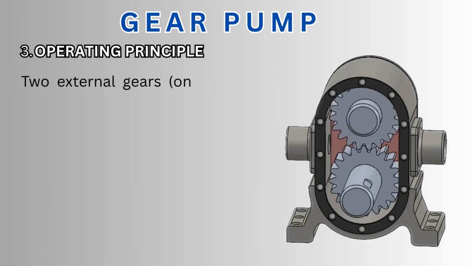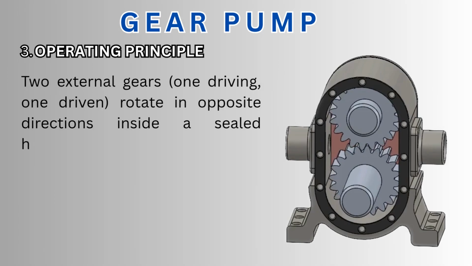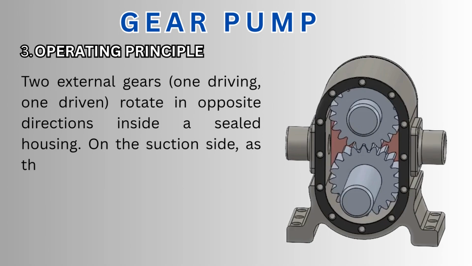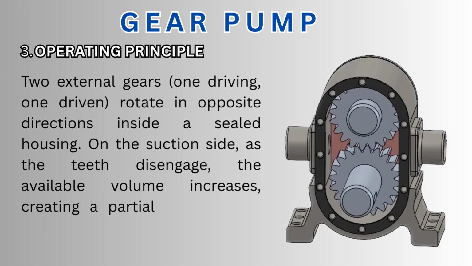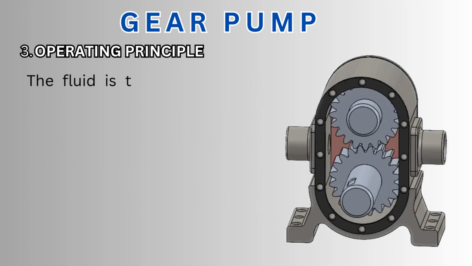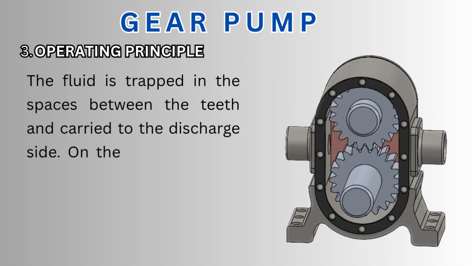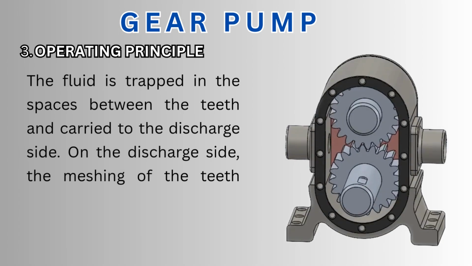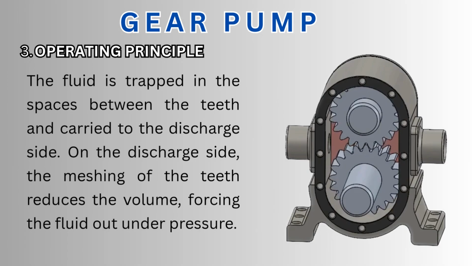Two external gears, one driving, one driven, rotate in opposite directions inside a sealed housing. On the suction side, as the teeth disengage, the available volume increases, creating a partial vacuum that draws fluid in. The fluid is trapped in the spaces between the teeth and carried to the discharge side. On the discharge side, the meshing of the teeth reduces the volume, forcing the fluid out under pressure.